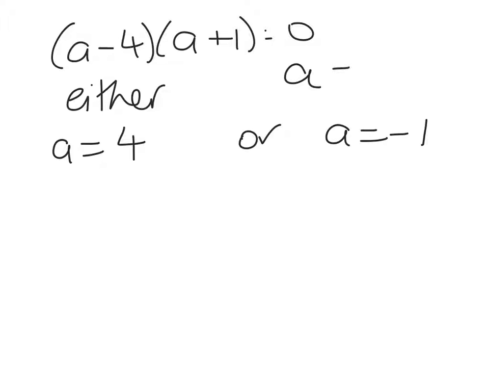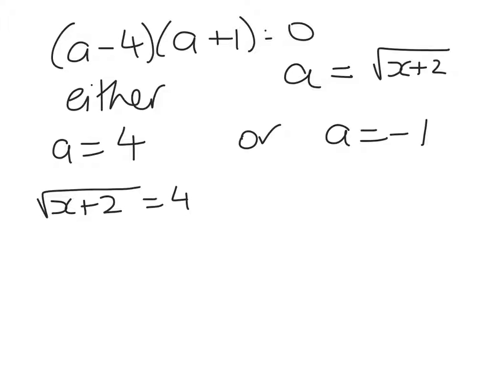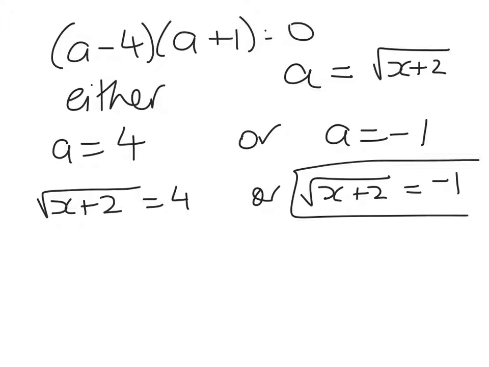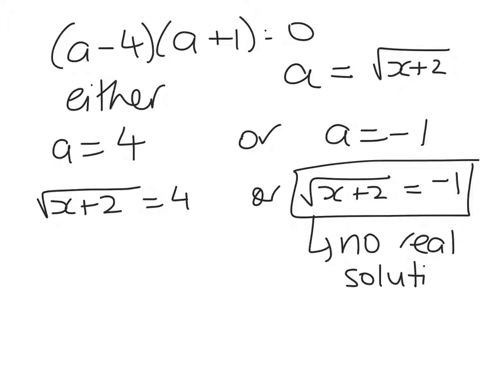But what's a? Well, a is just √(x + 2). So we've got √(x + 2) = 4, or √(x + 2) = -1. We know that this has no real solution because it's telling me that the square root of something is a negative number.